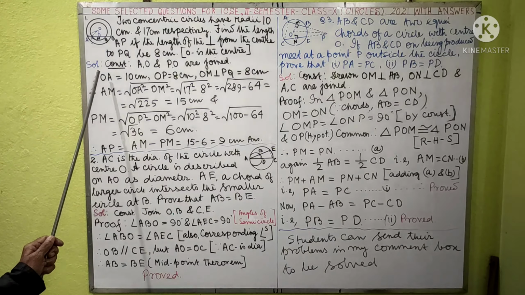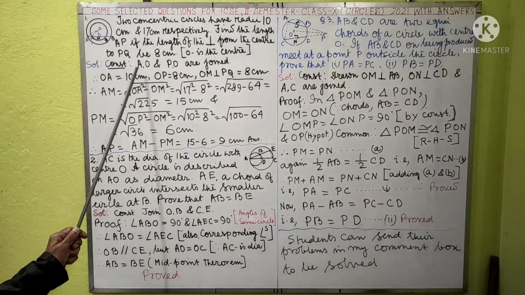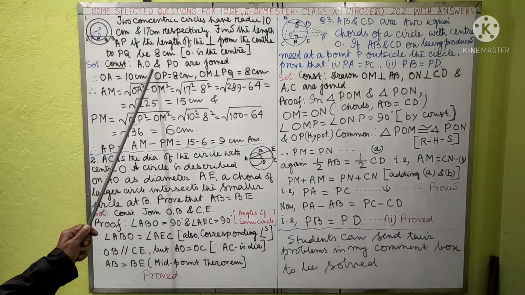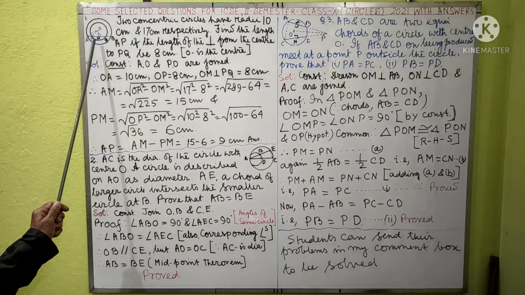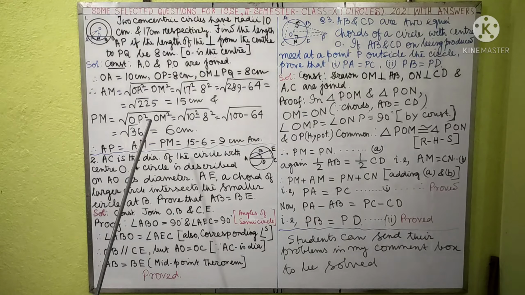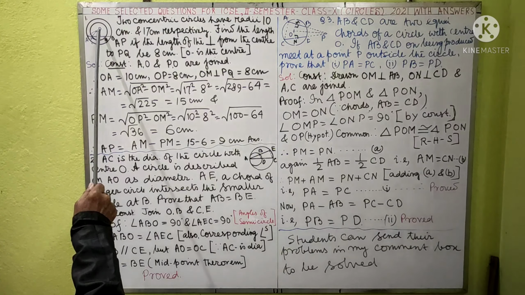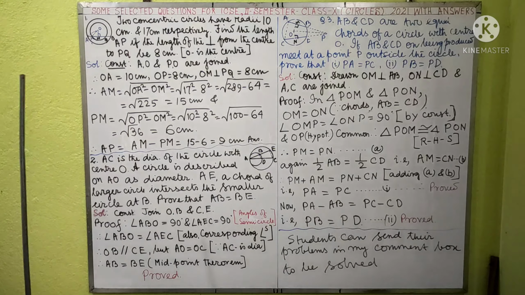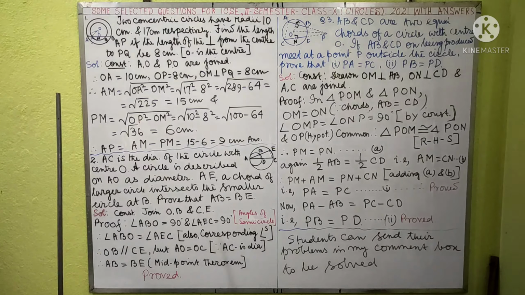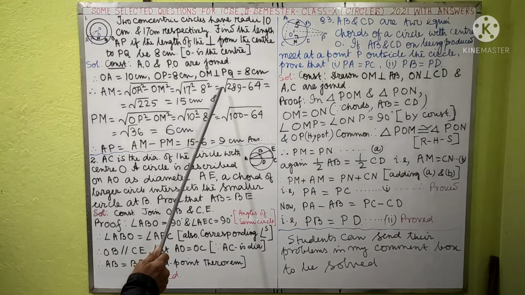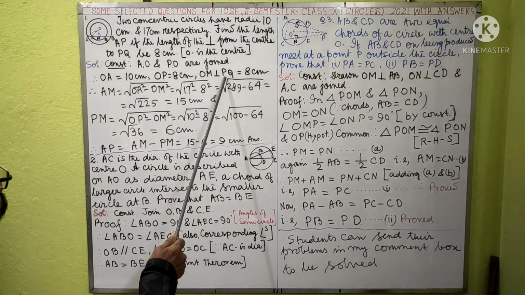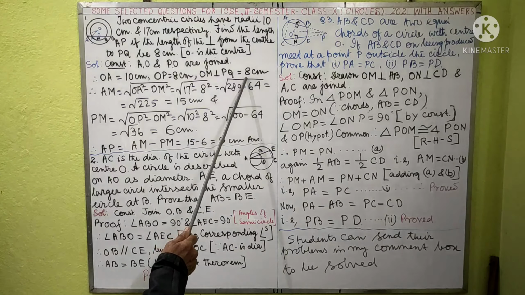The solution is that we have to construct AO and OP are joined. These are joined. And perpendicular is given OM, which is 8 centimeter. OM is the perpendicular. OM perpendicular to PQ is 8 centimeter.